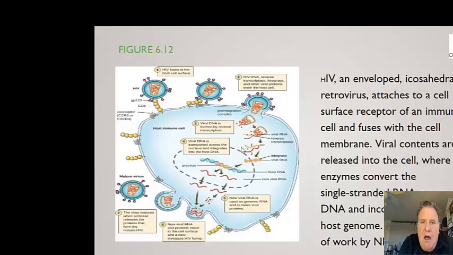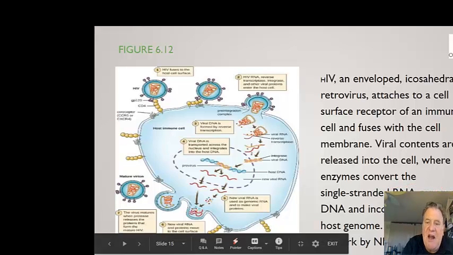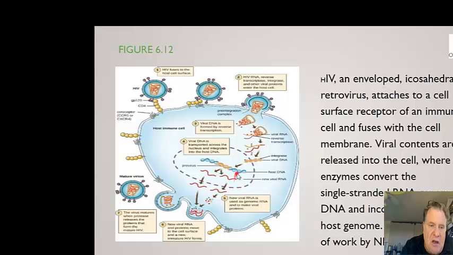HIV is an enveloped icosahedral retrovirus that attaches to a cell surface receptor of the immune cell and fuses with the cell membrane. The viral contents are released into the cell where viral enzymes convert the single-stranded RNA genome into DNA and incorporate it into the host genome. And so HIV can hang out in the genome for a while, and that's what we call that lytic cycle.